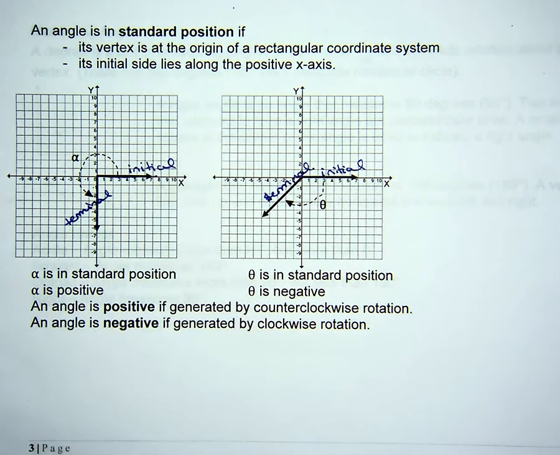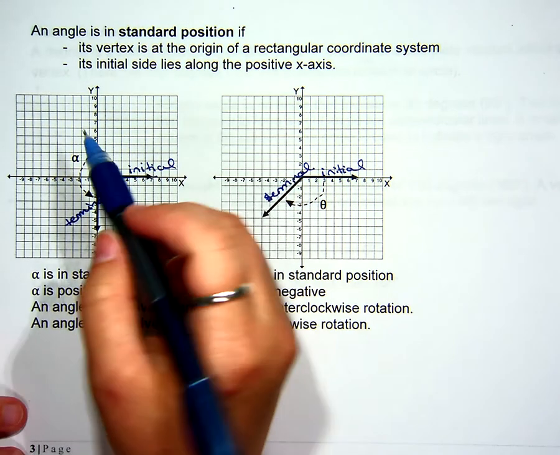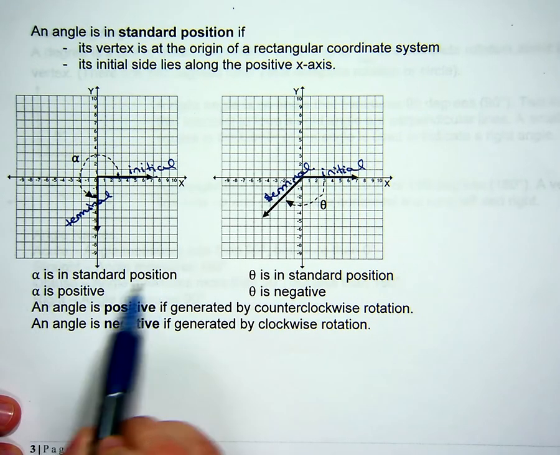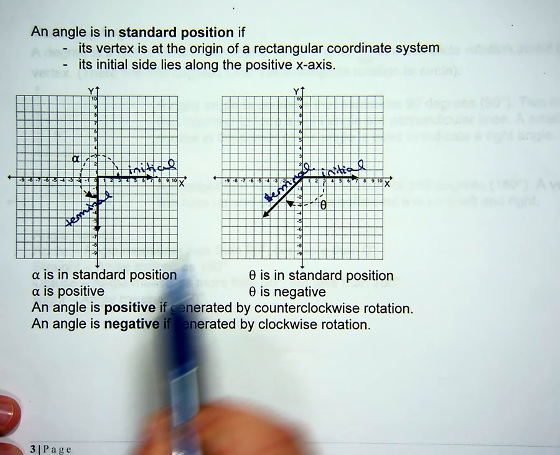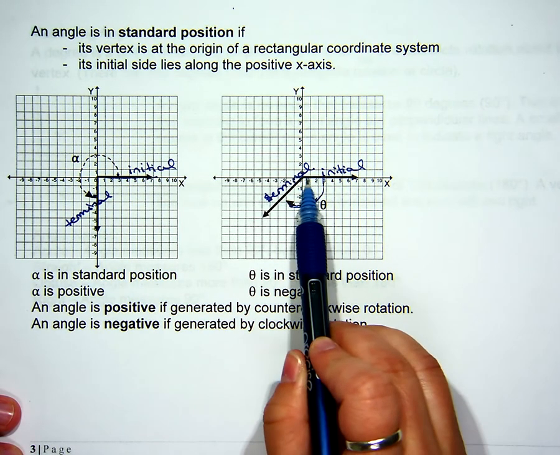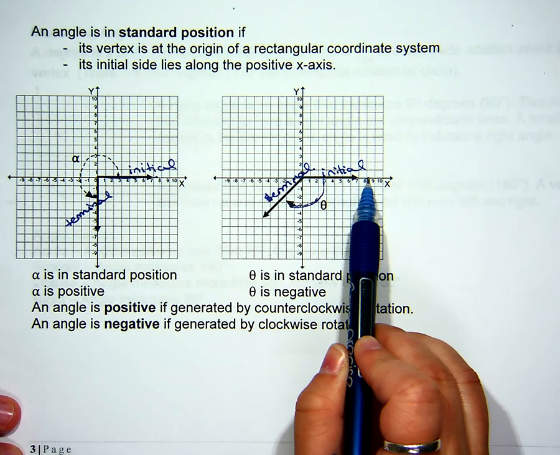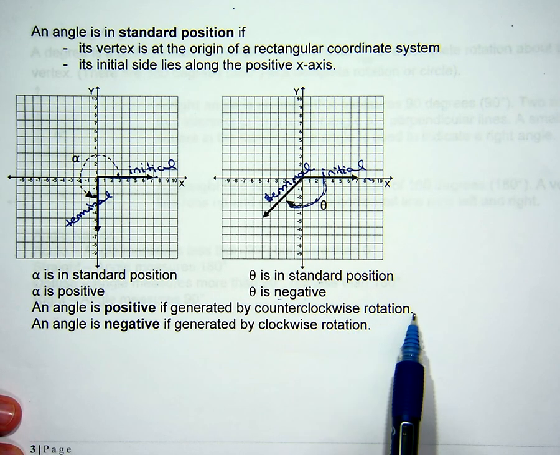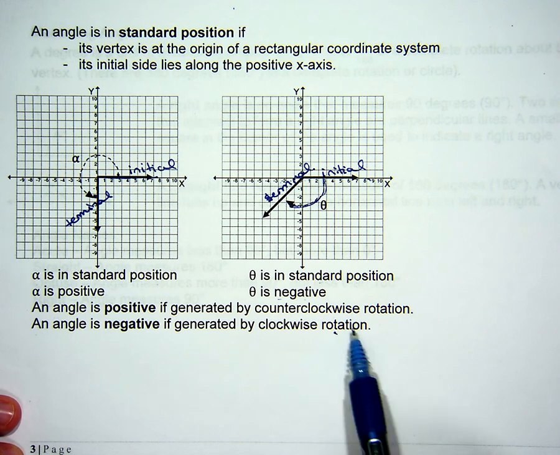Now, if your angle opens up, then your angle is positive. So this is a positive angle in standard position. If your angle opens down, then your angle is negative. This again is standard position because the initial side lies along the positive x-axis. Opening down means my angle is negative. Again, an angle is positive if generated by a counterclockwise rotation, which means opening up. An angle is negative if generated by clockwise rotation, or opening down.